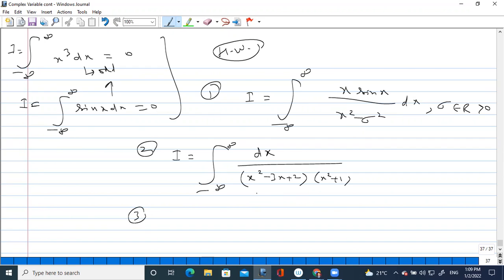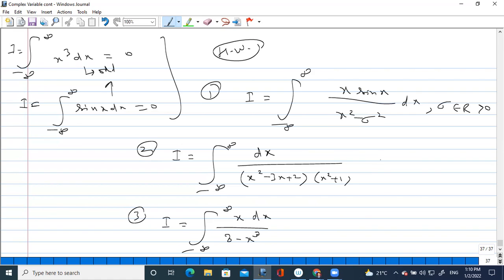Number 3. Here you can get the poles and write this as a multiplication of factors, because x squared plus 1 you will write as x plus i and x minus i. Similarly, whatever poles are there, x minus alpha, x minus beta, in that term you can write, then it will become f(z). And one more question is there. So these 3 questions you solve.